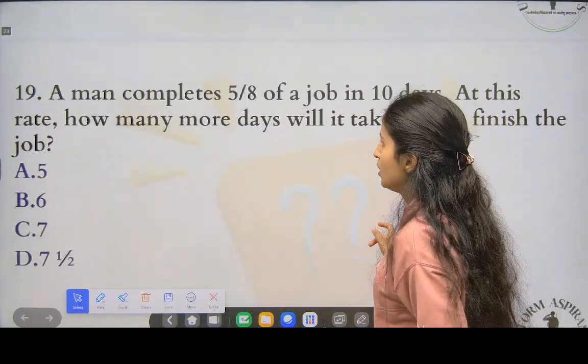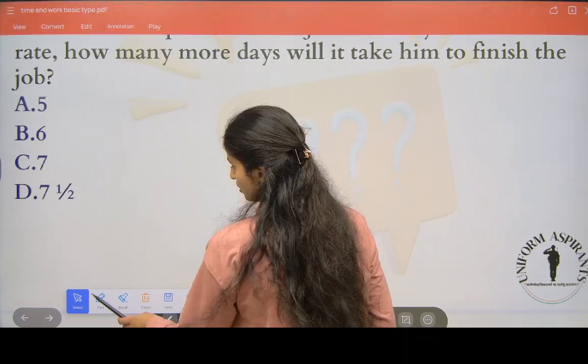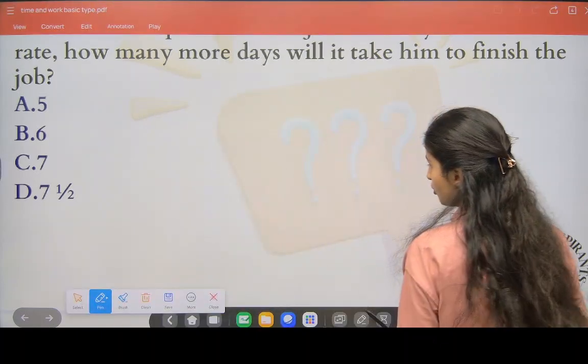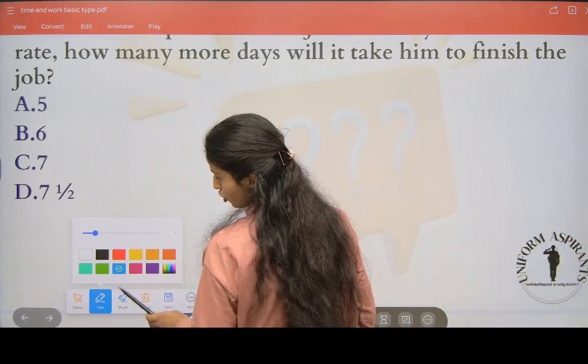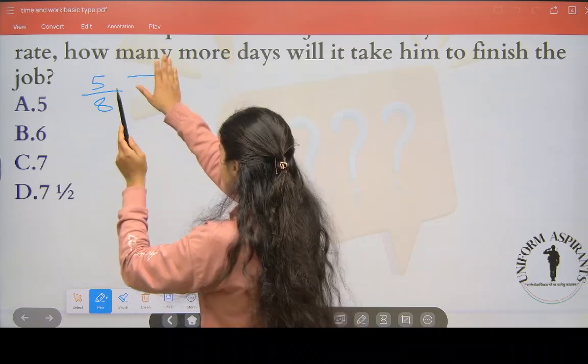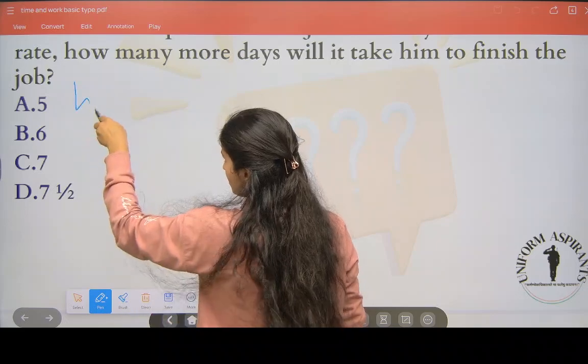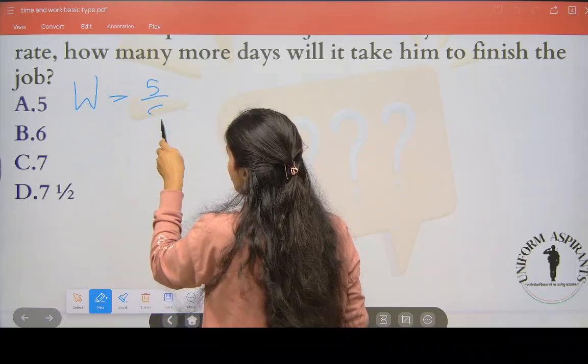Now check this. A man completes 5 by 8 of a job. Now see. He completes 5 by 8 part of a job. Okay, I'll write this as work. Okay, work completed is 5 by 8 of X.